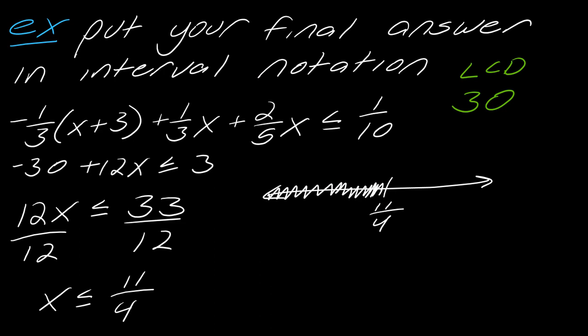Okay, and then as far as, so 11 over 4 is included in this case, right? Because it's less than or equal to, so the or equal to would mean that 11 over 4 is included. So your options are, you can use a square bracket to represent that or a closed dot. It does not matter which one that you choose.